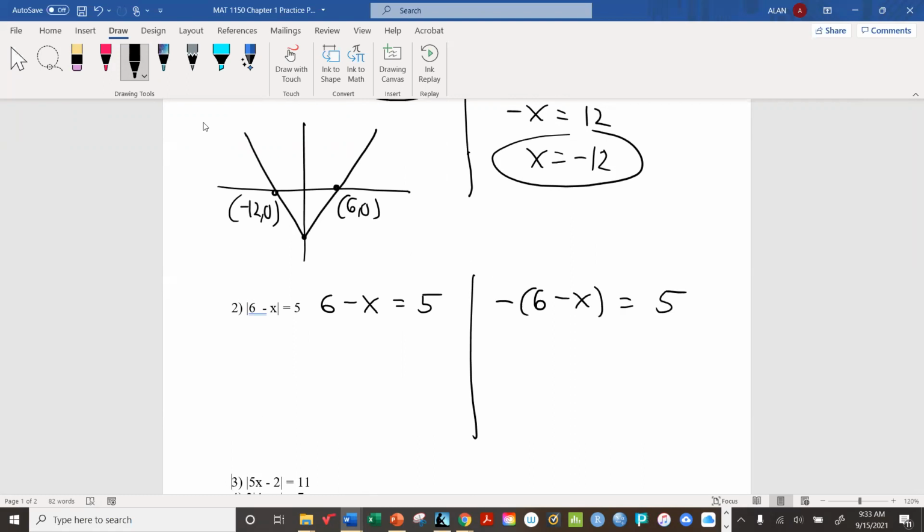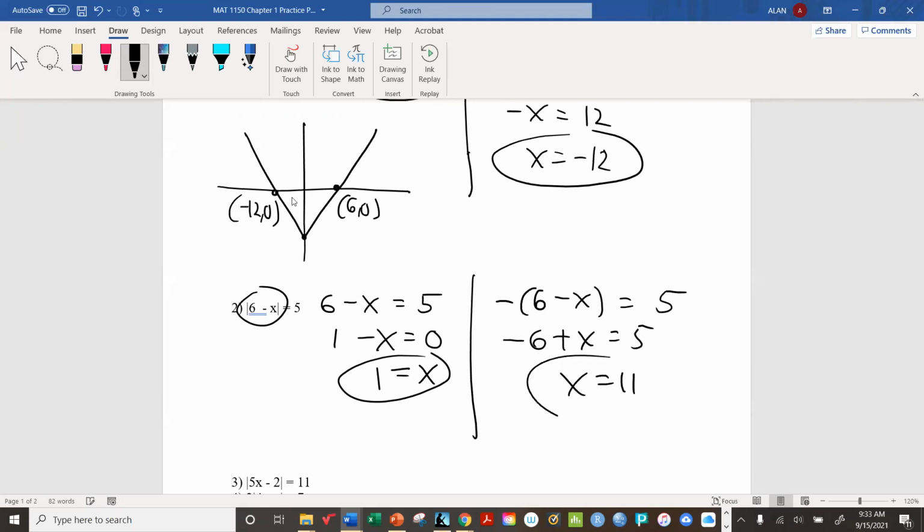So what I've done here, I've just got whatever was inside the brackets, 6 minus x equals 5 and minus 6 plus x equals 5. Over here, I've multiplied the interior of this by -1, okay? Once you've got that part straight, the rest is just algebra. So I'll subtract 5 from both sides. And then I just end up with 1 equals x. Over here, I have -6 plus x equals 5, x equals 11.